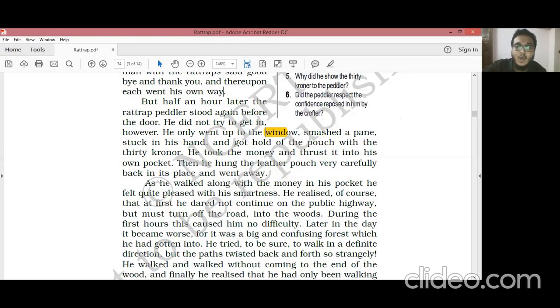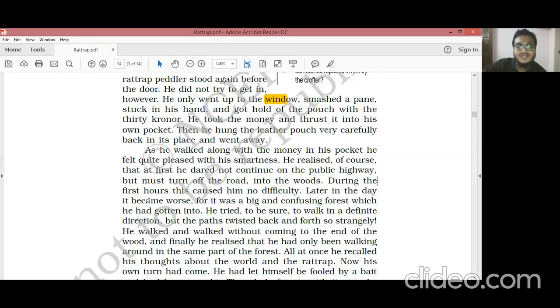As he walked along with the money in his pocket, he felt quite pleased with his smartness. What has he done? Yeah, I have done a marvelous job. He felt smart, a very smart walk. He started moving. He realized, of course, that at first he dared not continue on the public highway.